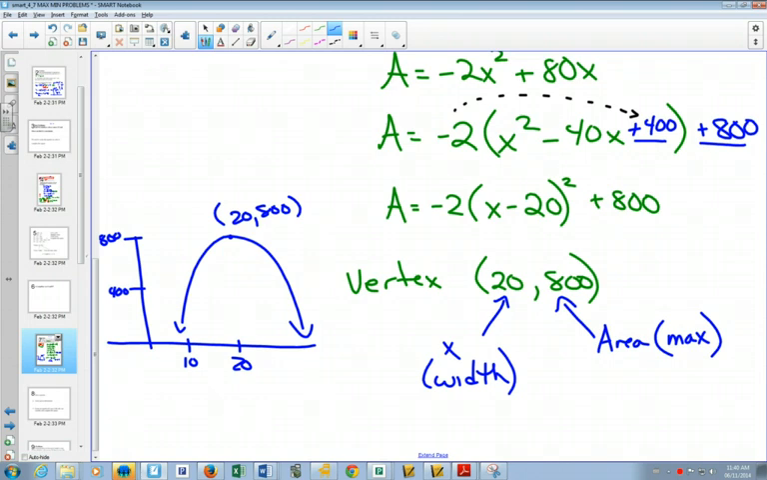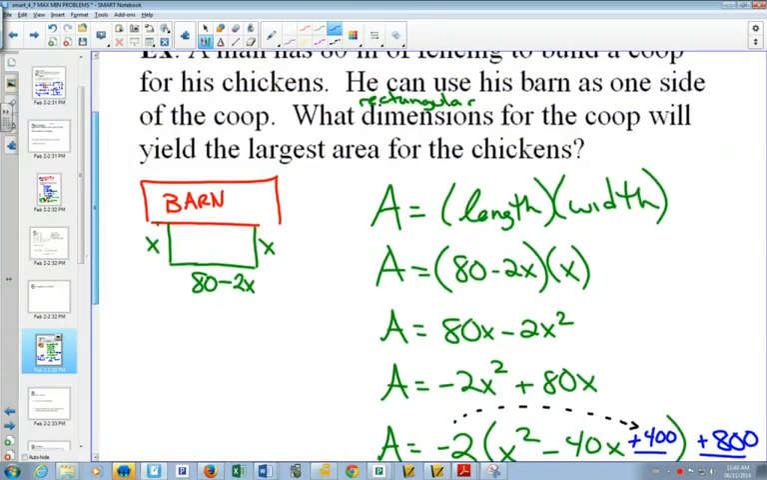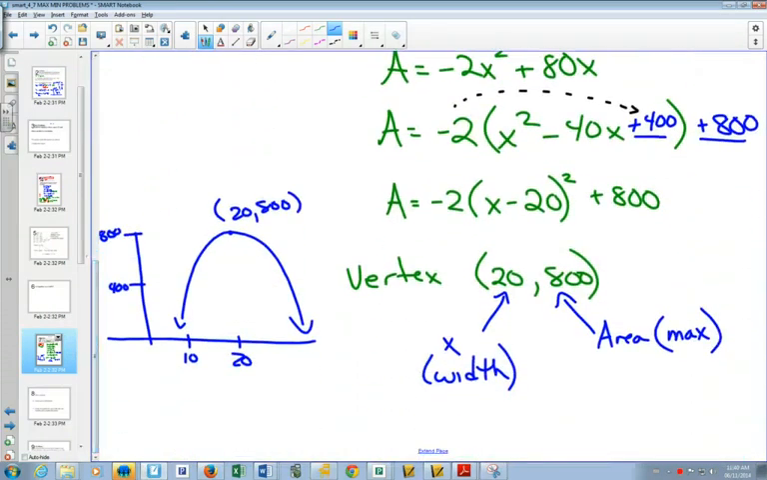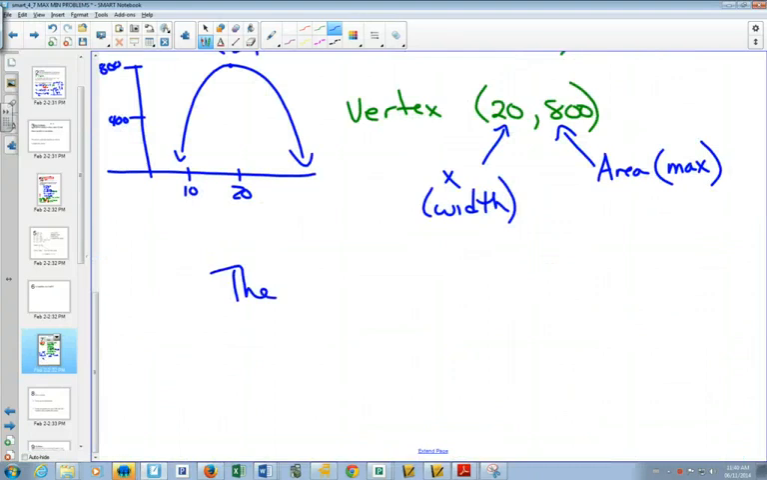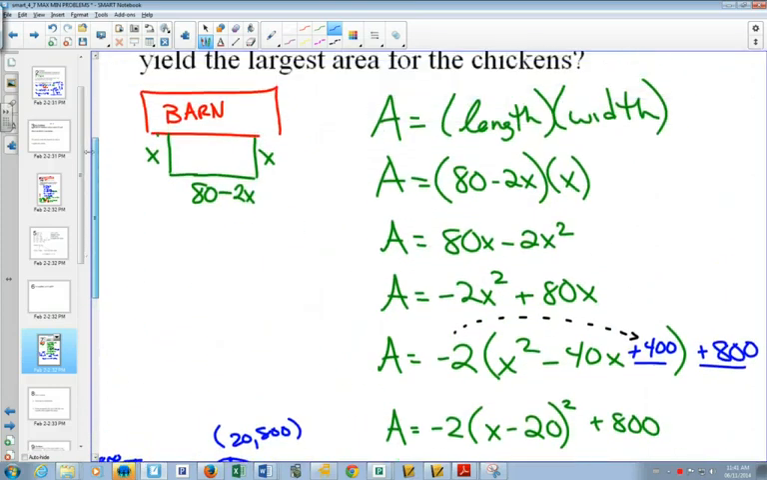Okay? What did the question ask us to find? What dimensions will yield the largest area? So we have to say the dimensions. 20 meters by how much would the other side be? Let's look at it. If this is 20 and this is 20, how long is this? 40.